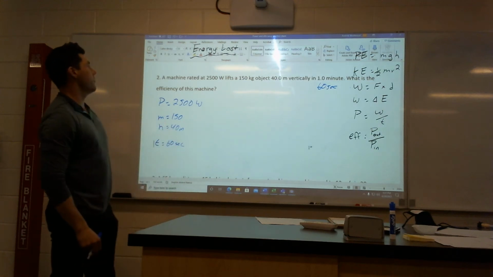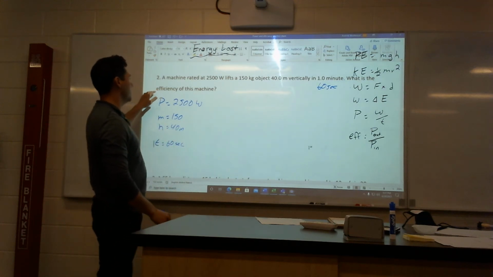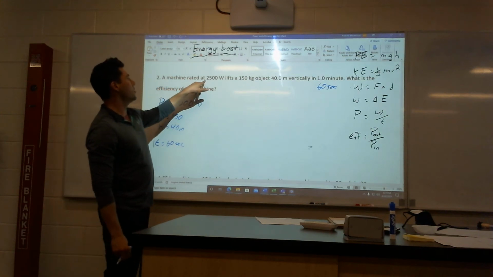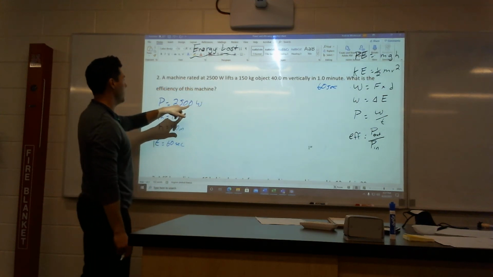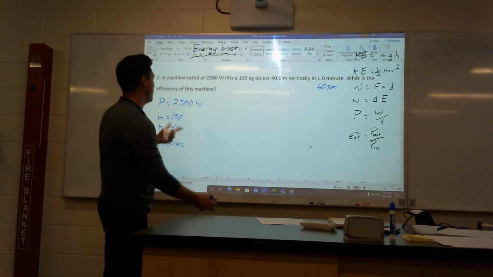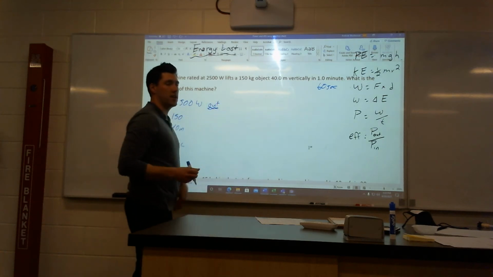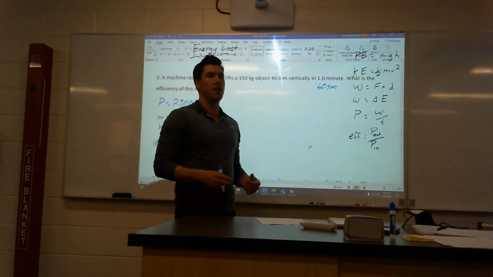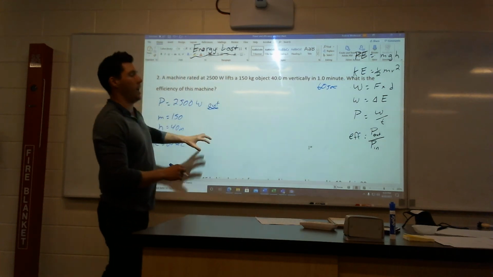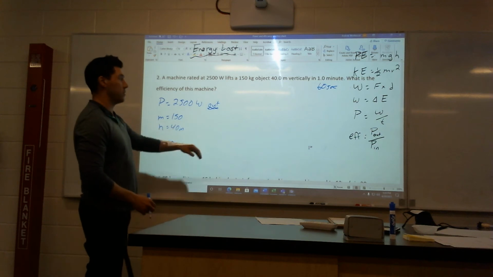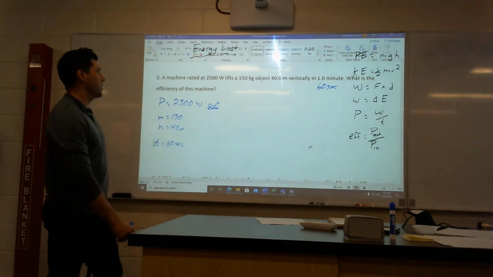All right, what is the efficiency of this machine? So basically, it says a machine rated at 2,500. So this is the power output. This is what it should have done. Anytime the machine does some power, that's the output. Now, what does the input mean? It means what did it actually do? What did it actually lift? Well, let's try and figure that out.